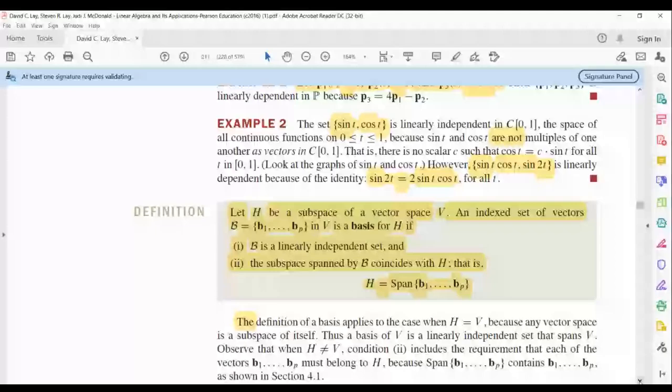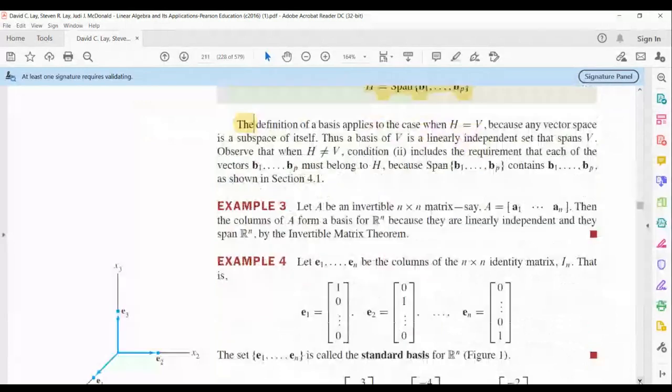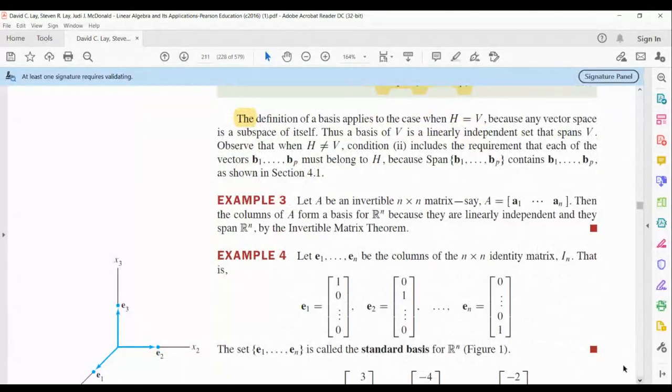So okay, well let's go then back to the book here and keep going down. So now we have an idea in our mind of what a basis is for a space. And in example 3, they say, suppose you have an invertible n by n matrix A. Okay, so the matrix A consists of the column vectors A1, A2 up to AN. Then the columns of A have to form a basis for Rn.